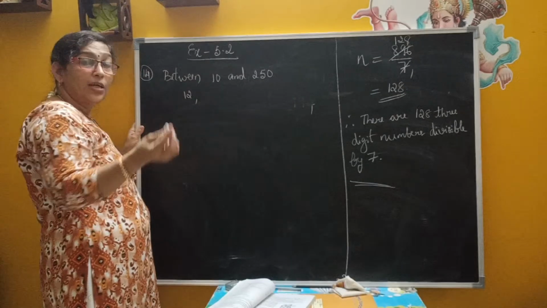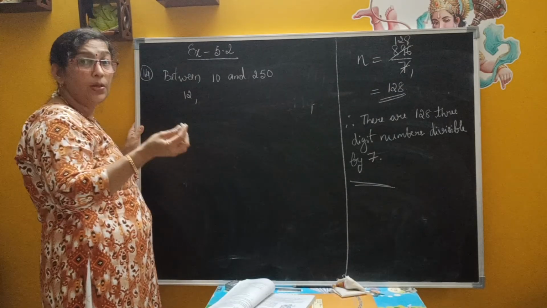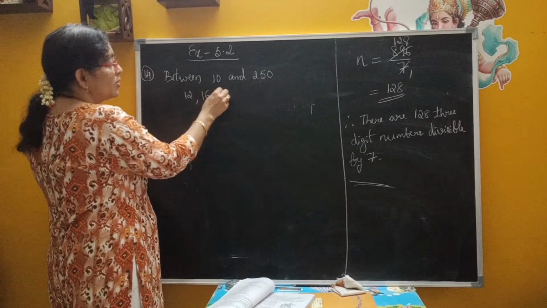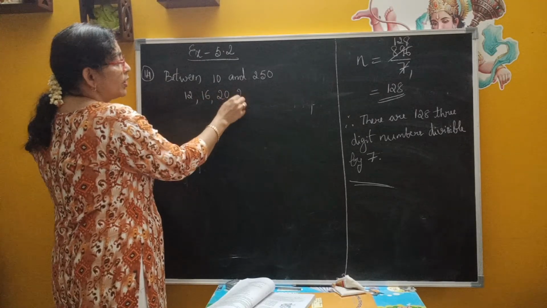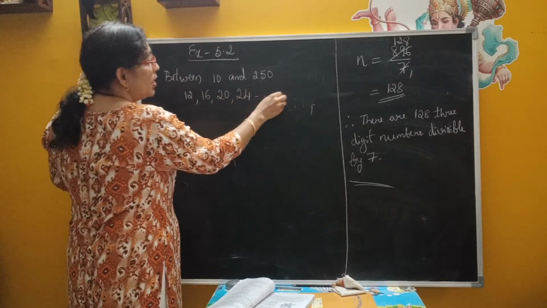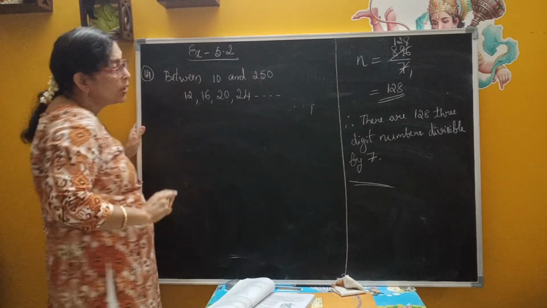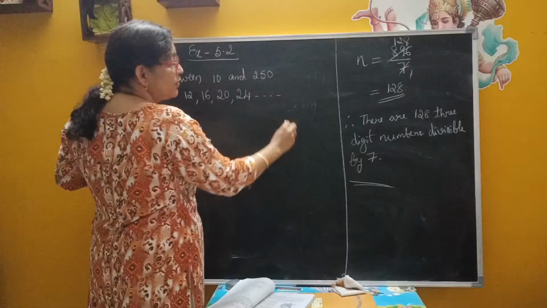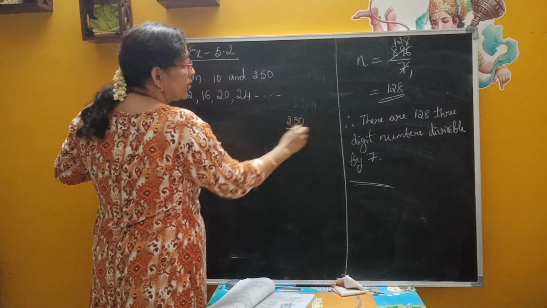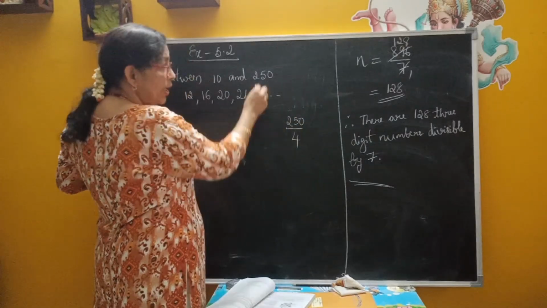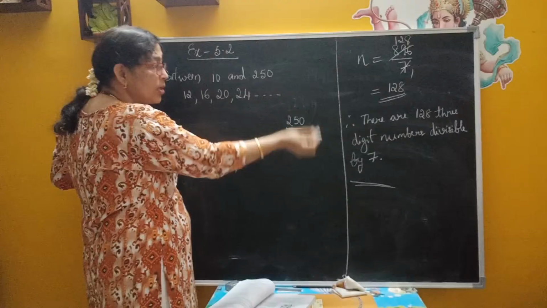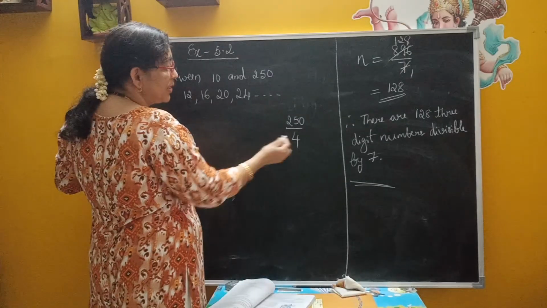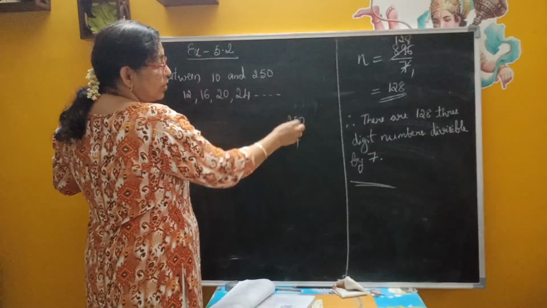Next, you keep on adding 4, or you keep saying the table: 4 3s are 12, 4 4s are 16, 4 5s are 20, 4 6s are 24. Till the last one, 250. Let us divide and find now. 250 divided by 4. Anyway, we cannot consider this. Let us find a number less than that.